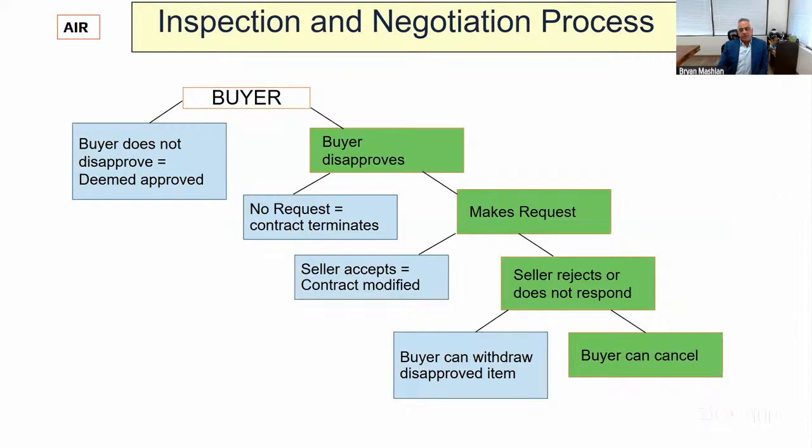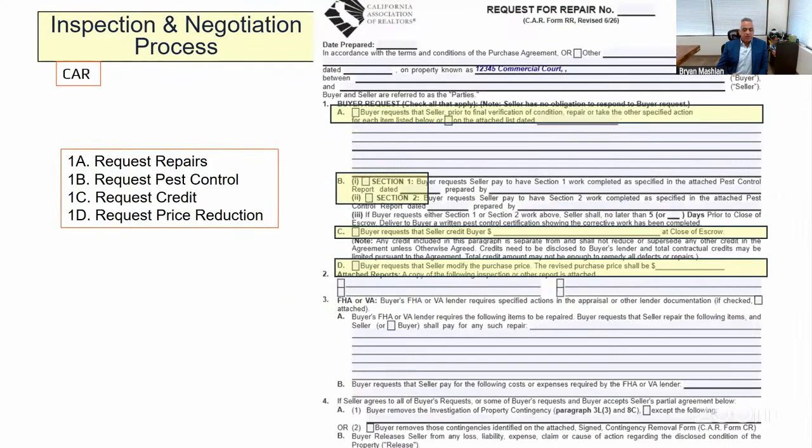This is a summary of the inspection and negotiation process. So starting from the top, if buyer does not disapprove, that's deemed approved. That's the passive approval process. Then you go to if the buyer does disapprove but doesn't request anything, the contract terminates. If the buyer makes a request, the seller accepts, that modifies the contract. If the seller rejects or doesn't respond at all, then the buyer can withdraw the disapproved item or the buyer can cancel. So ultimately, the buyer's in the driver's seat, whether to buy or not, and whether to go forward with the transaction. I think now it's Neil.